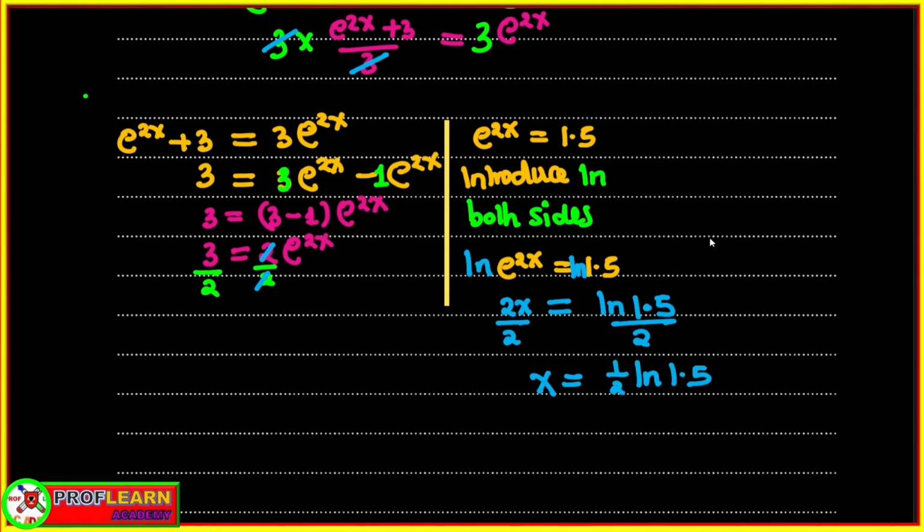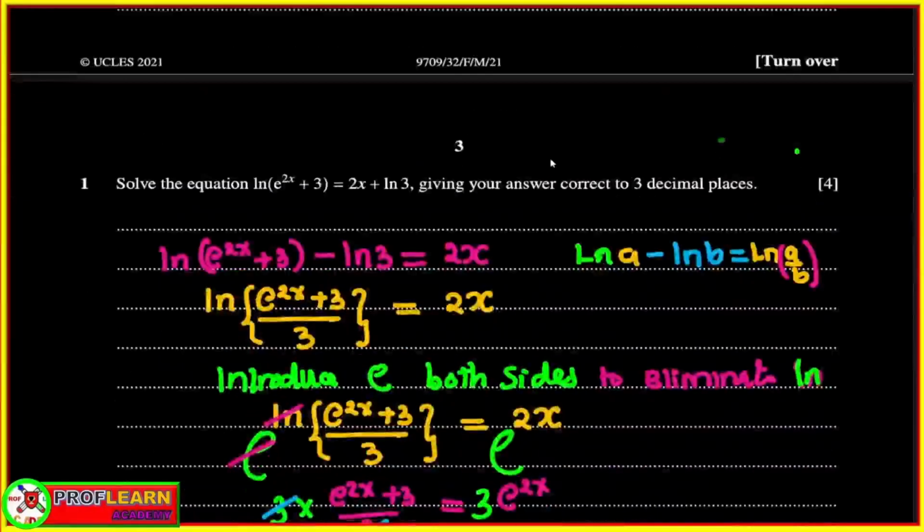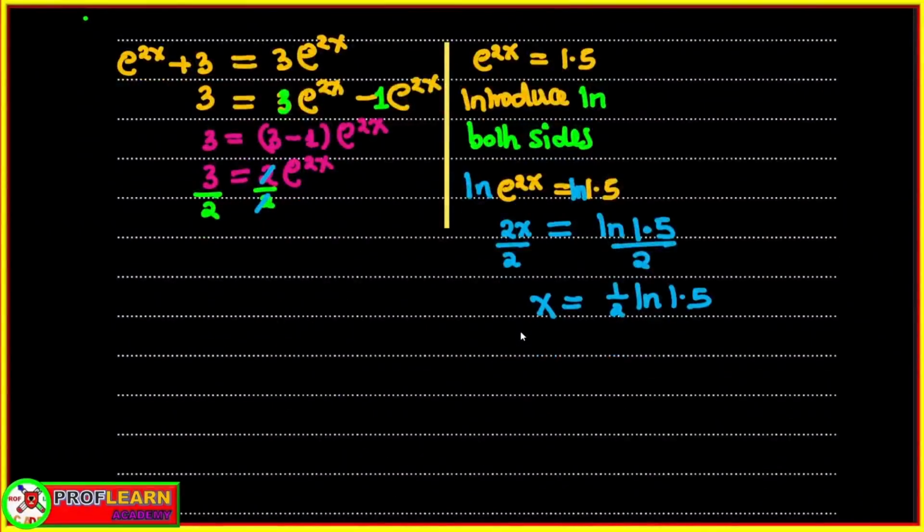Because we are supposed to give our answer correct to 3 decimal places, we can put this into a calculator, and we are going to get 0.203 as our final answer in that case.